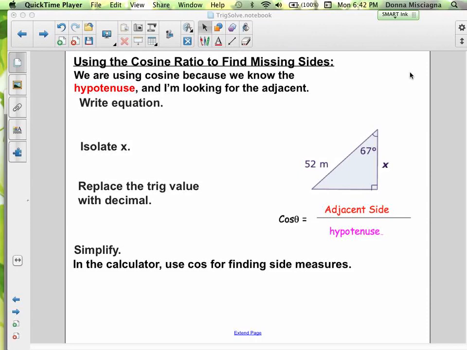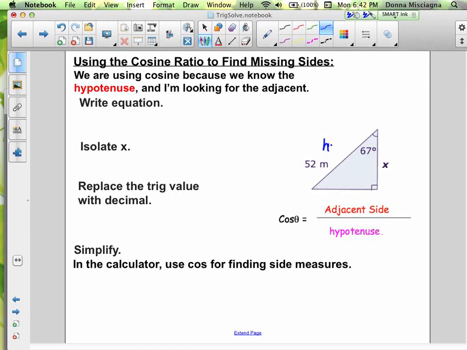All right, so now we're going to be using cosine, the cosine ratio, to find missing sides. We'll use cosine when the side we know is either the adjacent side or the hypotenuse, and the side we're looking for is either the adjacent side or the hypotenuse. All right, so we're using cosine because we know the hypotenuse and I'm looking for the adjacent. Of course, the hypotenuse is opposite the right angle. The adjacent is next to the angle.